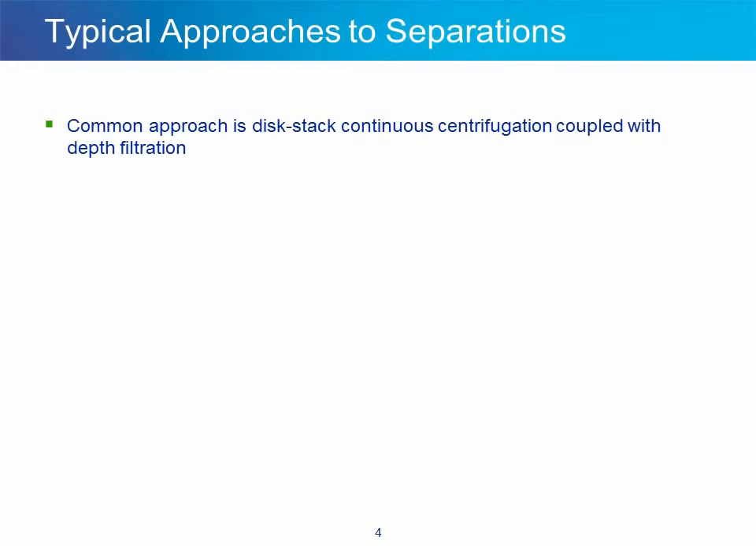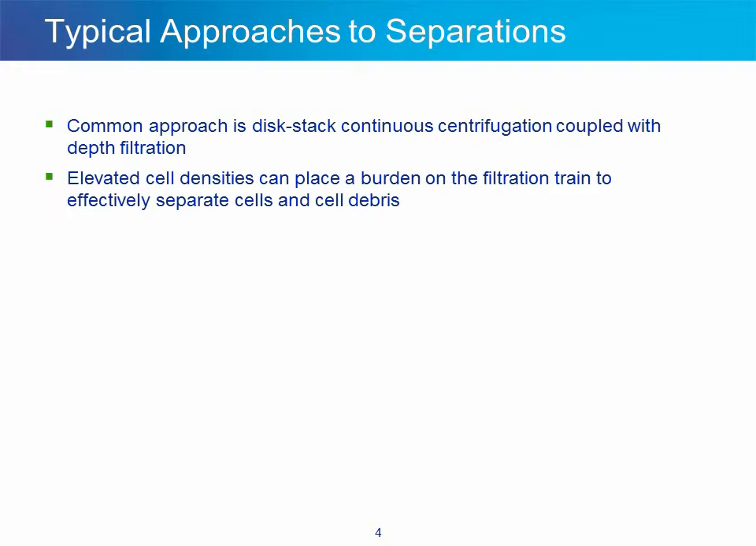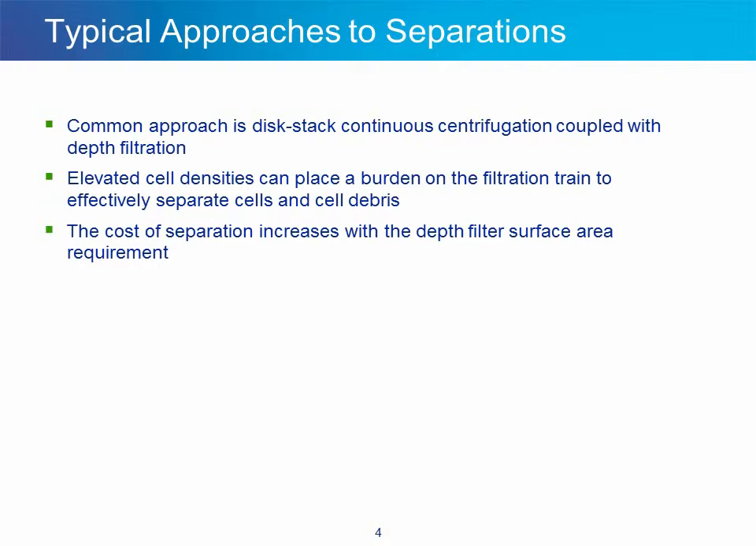Typical approaches to the separation step involve disc stack continuous centrifugation coupled with depth filtration. At elevated cell densities, there can be a burden placed on the filtration train and it can be difficult to effectively separate cells and cell debris. Often the cost of separation increases with the depth filter surface area requirement. So as cell densities increase, typically this depth filtration step becomes more difficult, more expensive, and the cost of separation can sometimes become prohibitive or at least limit the return on investment associated with the step itself.